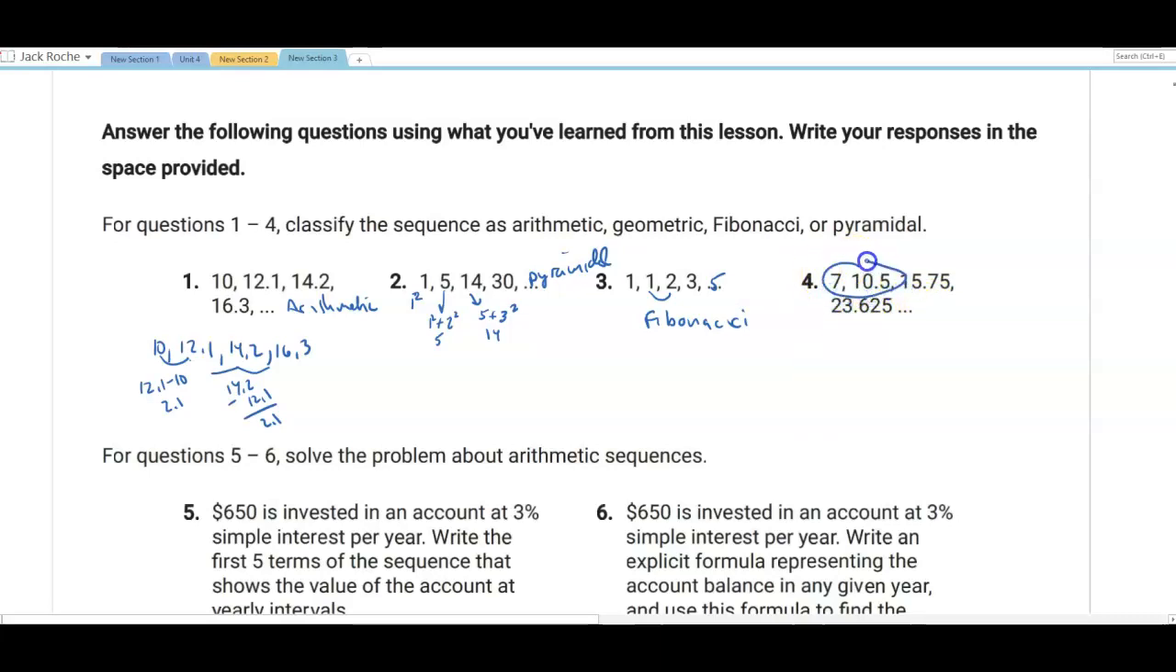So let's take these two terms, and we're going to take the new and divide it by the old. When I take 10.5 and divide it by 7, I get 1.5. Now, if I take the next two terms, 10.5 and 15.75, I'm going to take the new divided by the old, and 15.75 divided by 10.5 gives me 1.5. Since these have a common ratio, or I'm multiplying by the same number, 1.5 each time, that makes it geometric.